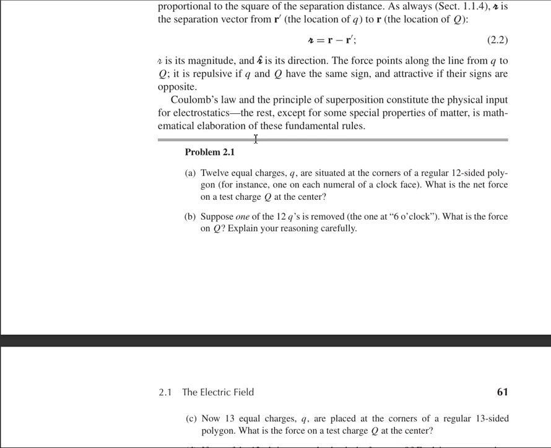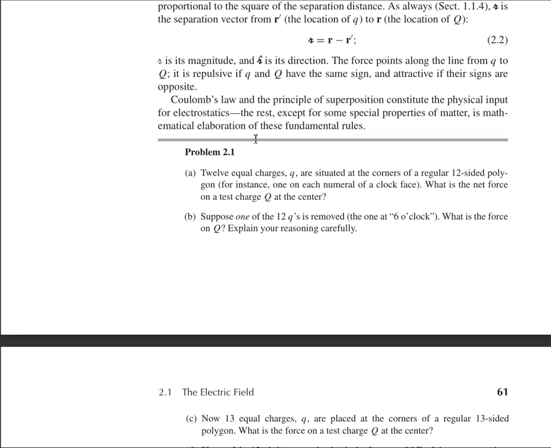Okay, so basically, electrostatics boils down to two things: Coulomb's law and the principle of superposition. Coulomb's law and the principle of superposition are the basic things that constitute electrostatics, and except for some special properties of matter, everything that we'll be dealing with will be just a mathematical elaboration of these concepts, and we'll be using amazing manipulations throughout this journey.